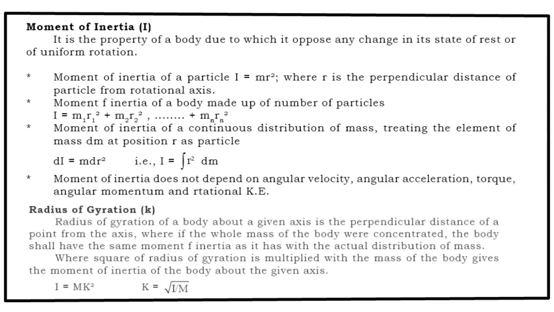What is radius of gyration? Radius of gyration of a body about a given axis is the perpendicular distance of a point from the axis where, if the whole mass of the body were supposed to be concentrated, the body shall have the same moment of inertia as it has with the actual distribution of the mass. Suppose I replace the whole body with a point mass whose mass is the same, say capital M, then moment of inertia I is equal to M into k square. So k would be equal to square root of I by M.